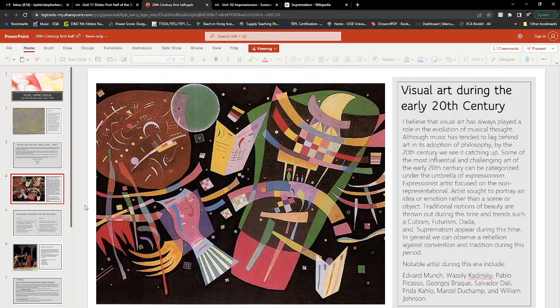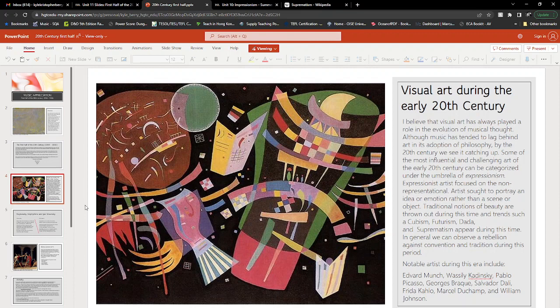Artists sought to portray an idea or an emotion rather than a scene or object. So rather than water lilies, we're getting shapes and colors that are evocative in some way of the idea of water lilies. You also get things during this time like Cubism and Futurism and Dadaism.